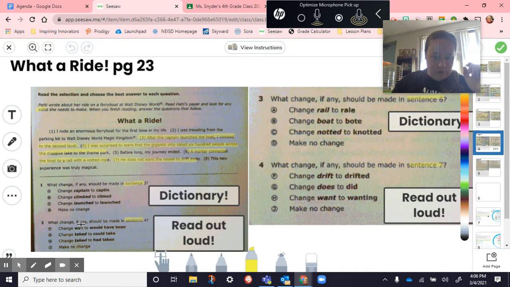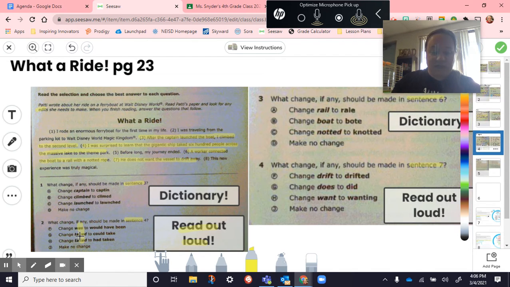So the first where it says change, change, change, all of these words, like the word was, is being taken out and you're replacing it with would have been. Whenever I say read out loud, you have to read and hear how it sounds. So in sentence 4, you're taking out the word was and replacing it with would have been. So you read it to hear how that would sound. So, I would have been surprised to learn that the gigantic ship taked 600 people across the massive lake to the theme park. So you say, yes, no. And then you go to the next one.